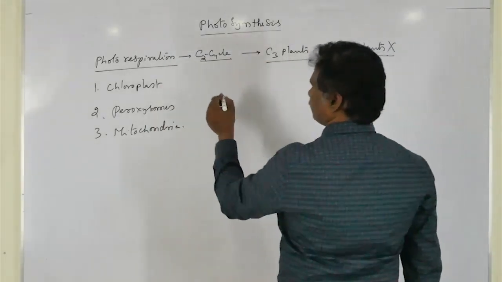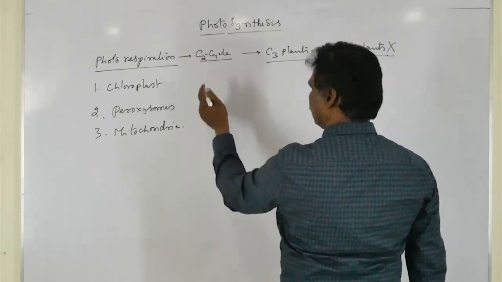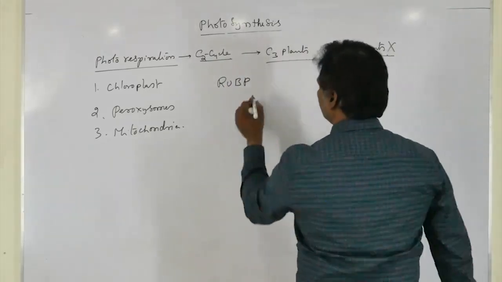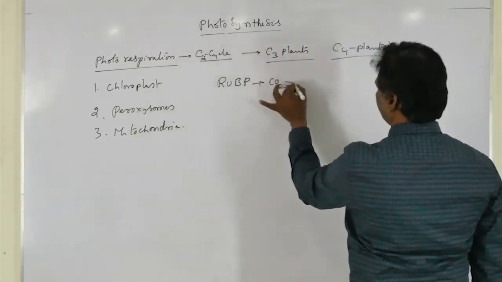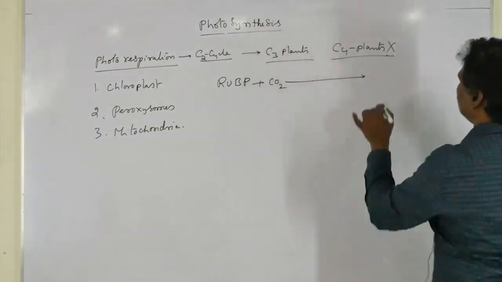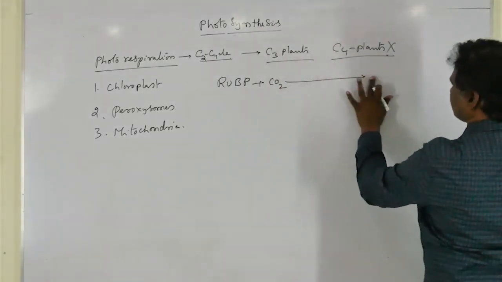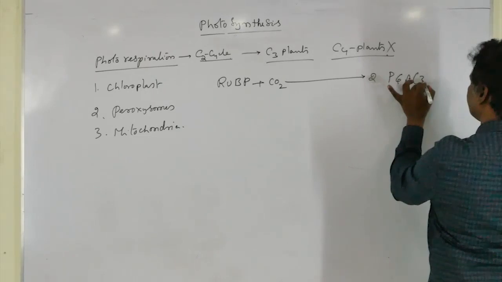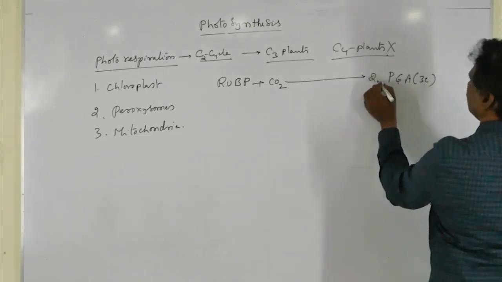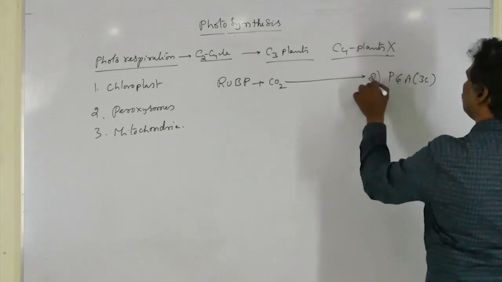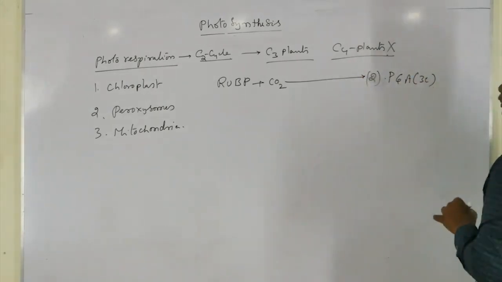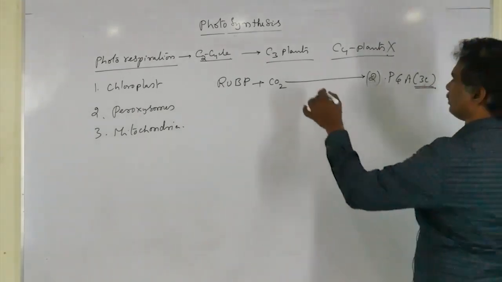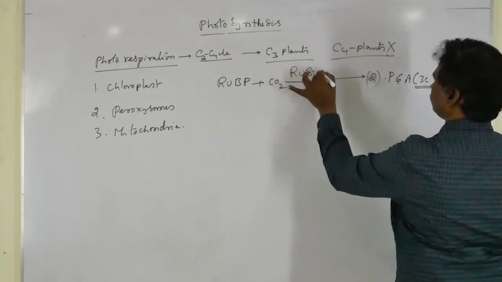When we observe the first step in C3 plants, carboxylation, the primary acceptor of the CO2 is RuBP. That RuBP combines with carbon dioxide to form 2 molecules of phosphoglyceric acid, each containing 3 carbons, in the presence of the enzyme rubisco.